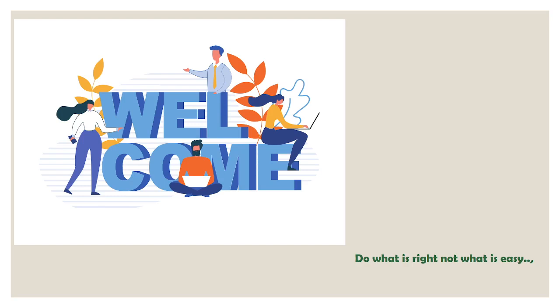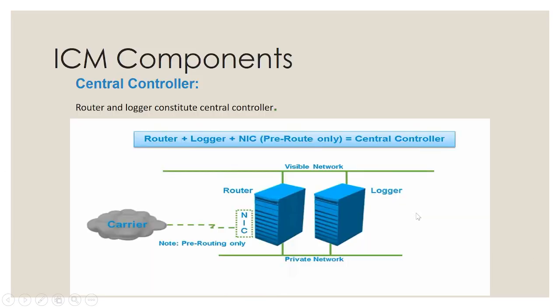Today we will be looking at the ICM components and the database. As you know, ICM components include router, logger, PG, and AW. In Cisco collaboration, there is a product called CUCM, and this CUCM is basically a call control product, whereas the ICM or the UCCE is the call distribution product.